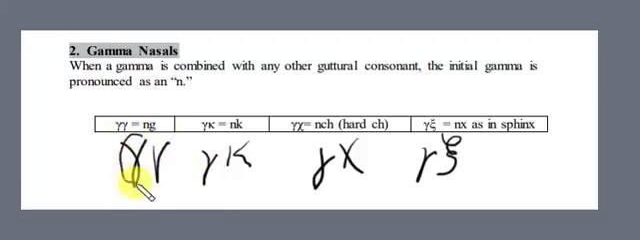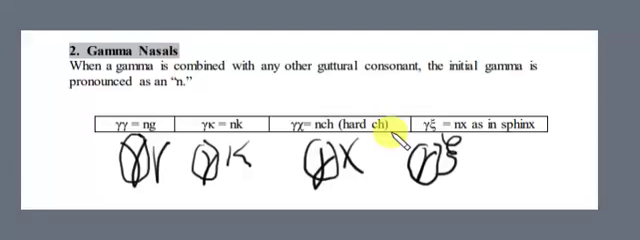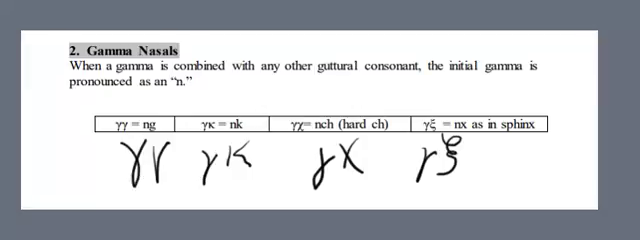So the first one of these two will always be translated and vocalized as an N. So your gamma gamma here is going to be ng. This one is going to be nk, a little more hard, nks, as in sphinx. So that's your gamma nasal.